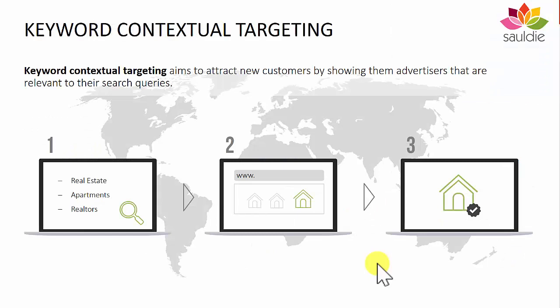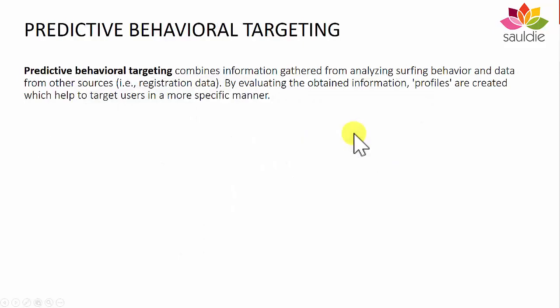So you see here, for example, is an example on real estate. You don't only need normal keywords which are directly connected with your product, but what you need is contextual keyword targeting. That means that you start finding out what are the real keywords. For example, it's real estate, apartments, realtors, and then you reach the search engine results and then you can start selling.